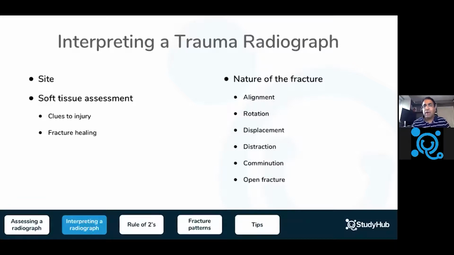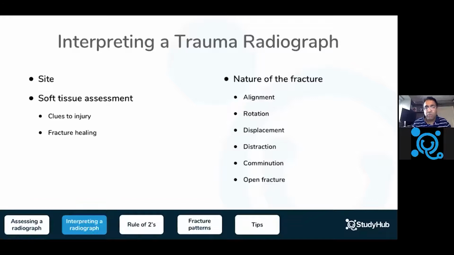Now, I think some of the most important features of the fracture over here are, the most important thing could be alignment. And obviously, open fracture is important because that has clinical implications. Patients may have to go for surgery fairly soon because it's an open wound. There's a high risk of infection in case of open fractures.